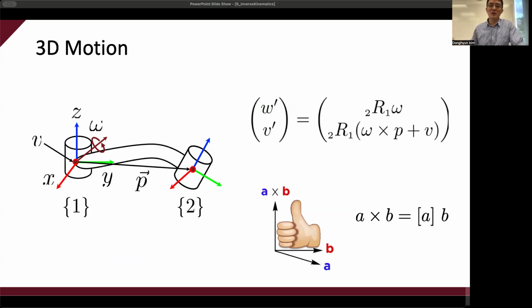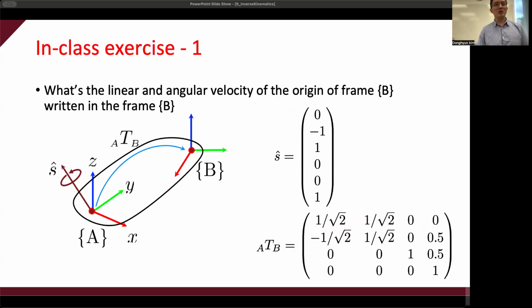One more thing, the cross product. You can calculate the cross product by switching this omega to the skew symmetric matrix form. So far, so good, right? That's actually almost everything we learned last lecture. So now we can do this. Okay, you can do this, right? Exercise.